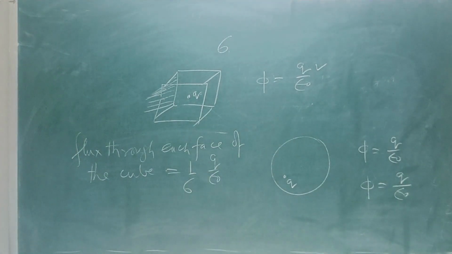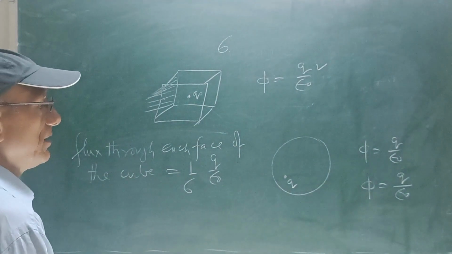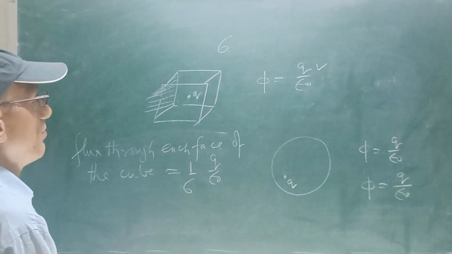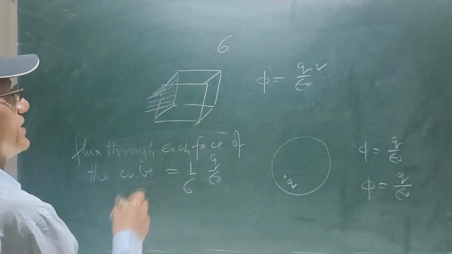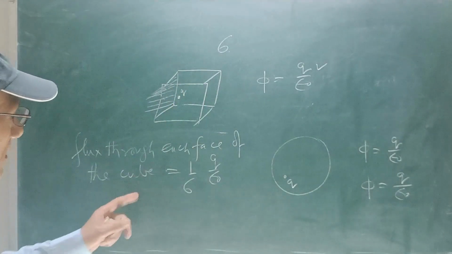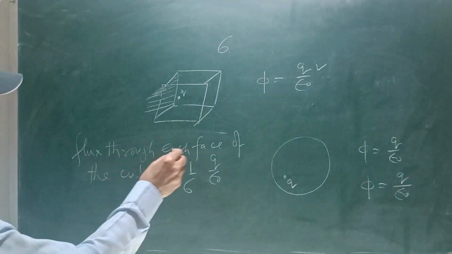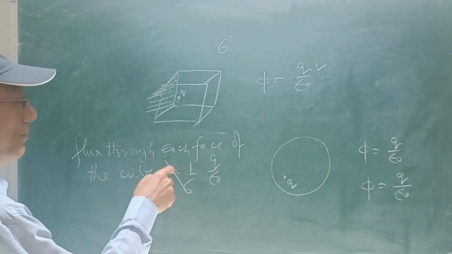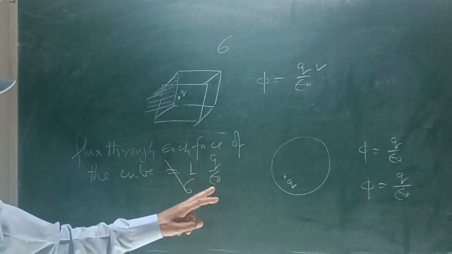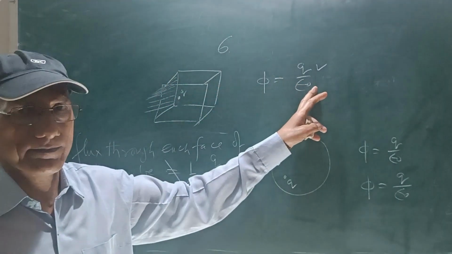Now mind it, this is only when the charge is at the center. But if the charge is not at the center, it is placed somewhere else, then the flux through each face of the cube will not be equal to 1 by 6 Q by epsilon naught, because total flux will remain this.